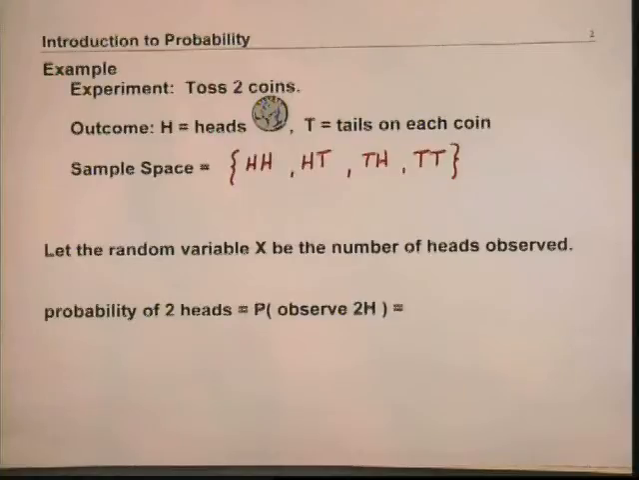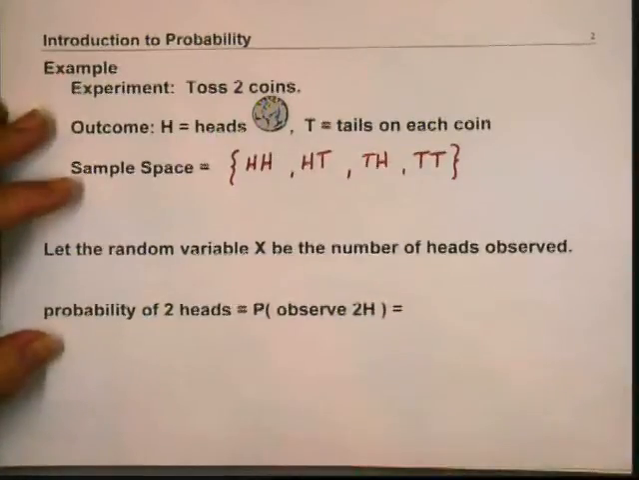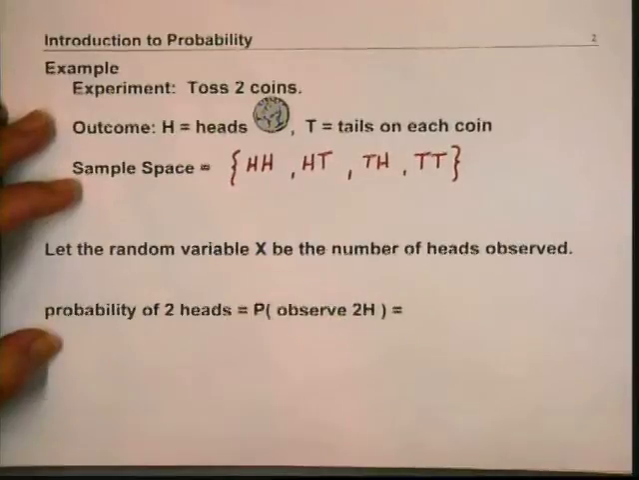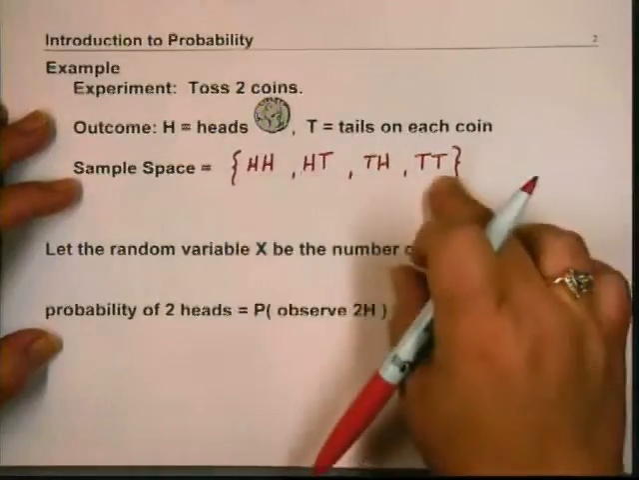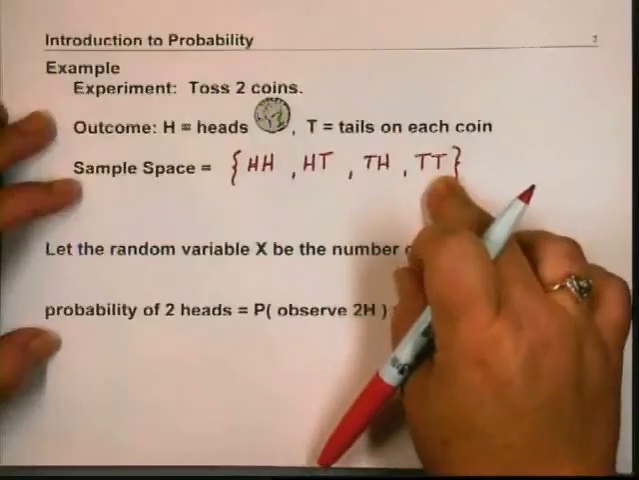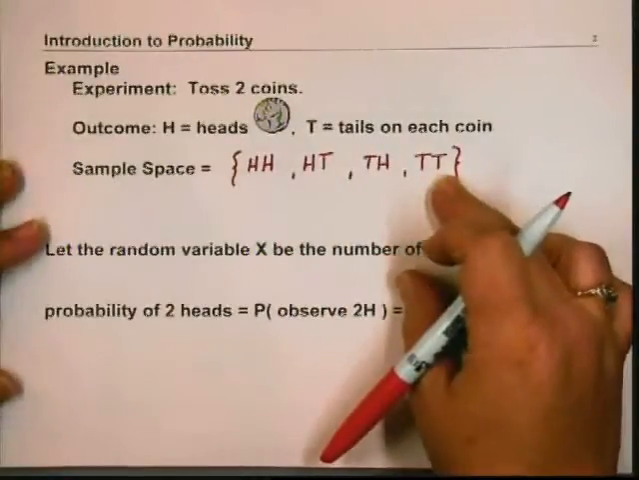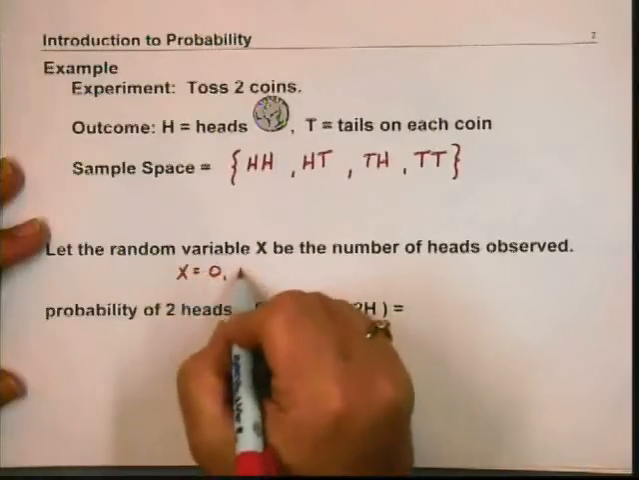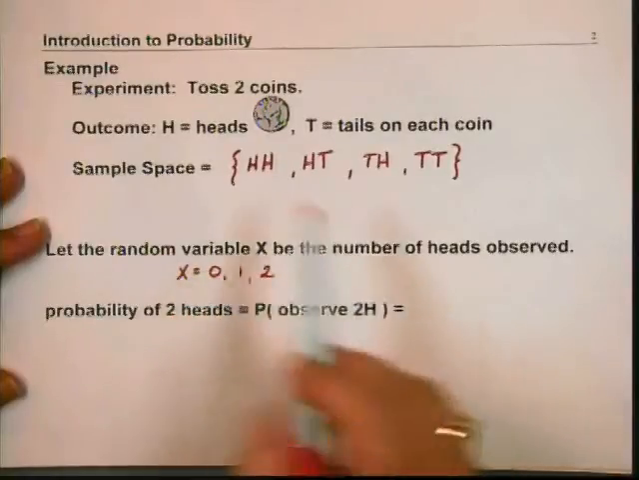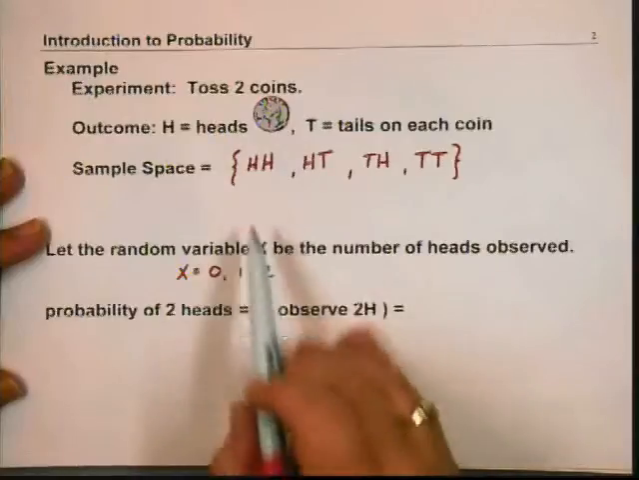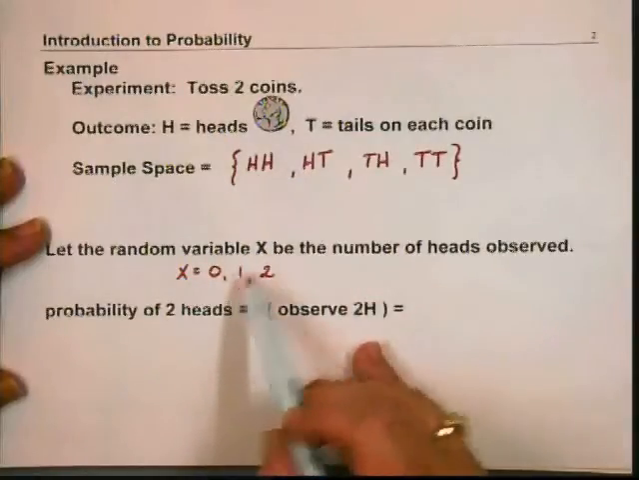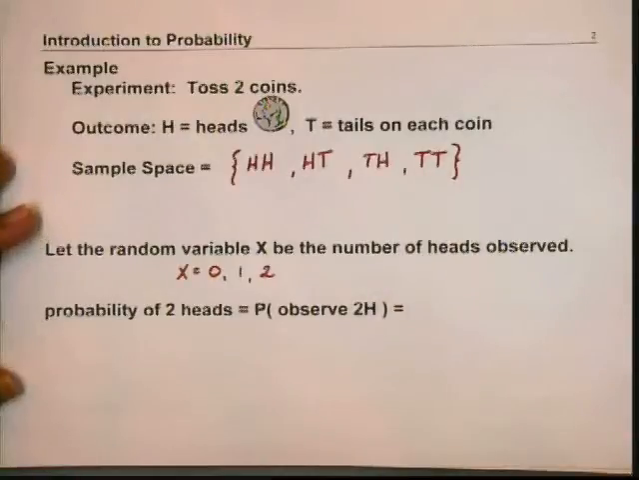Now let the random variable x be the number of heads observed. So that's how we define a numeric value attached to events or outcomes in this sample space. So what are the possible values for x? X can take the values 0, 1, or 2. We could have 2 heads here. There are 2 different ways we can get x equals 1, and only one way we can get x equals 0.